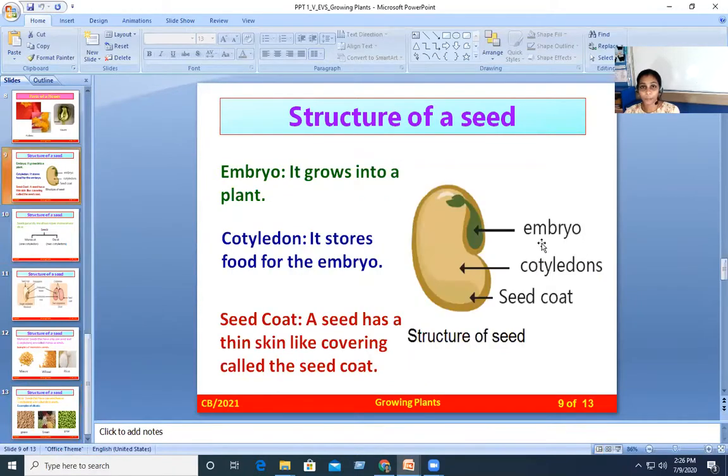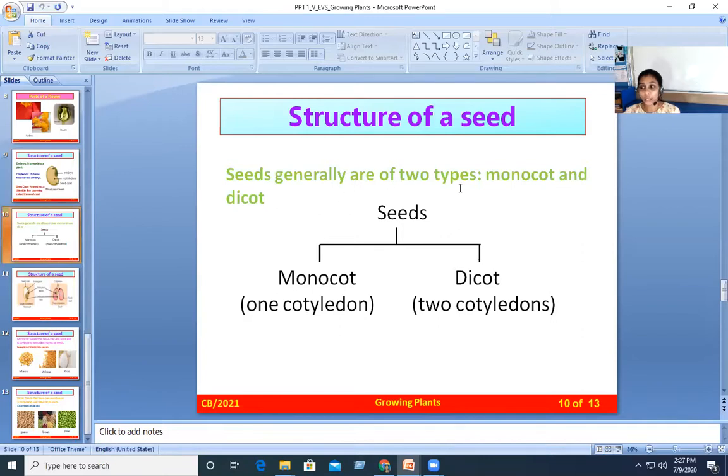Here with the picture, I am showing it to you. The embryo grows into a plant. The cotyledon stores food for the embryo, and is also known as seed leaves. The seed coat is one more layer. So three layers are given here. A seed has a thin skin-like covering called the seed coat. In the structure of the seed picture, you can find inside a seed there is an embryo, covered by seed leaves or cotyledons. The seed coat is the outer covering. I hope this picture is clear to you. Seeds are generally of two types, monocot and dicot.